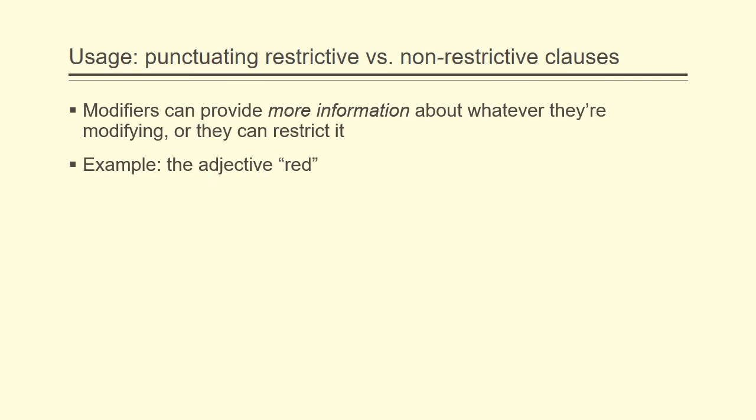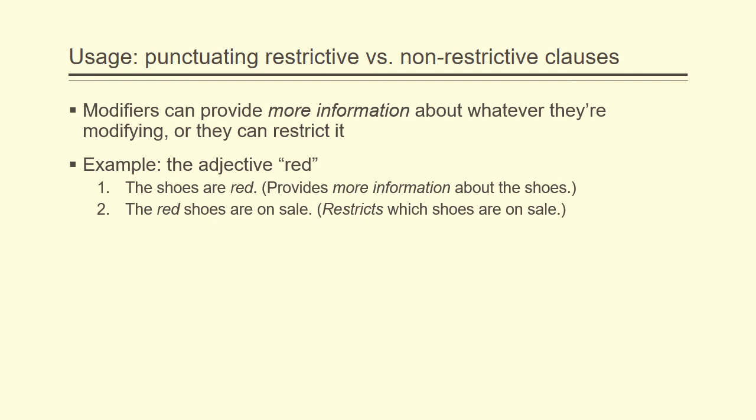As an example, let's take the adjective "red." I can have a sentence like "The shoes are red," and this just provides more information about the shoes, namely that they are red. But I can also have a sentence such as "The red shoes are on sale," and this essentially restricts which shoes are on sale, only the red ones. Brown shoes, black shoes, and shoes of other colors presumably are not on sale.